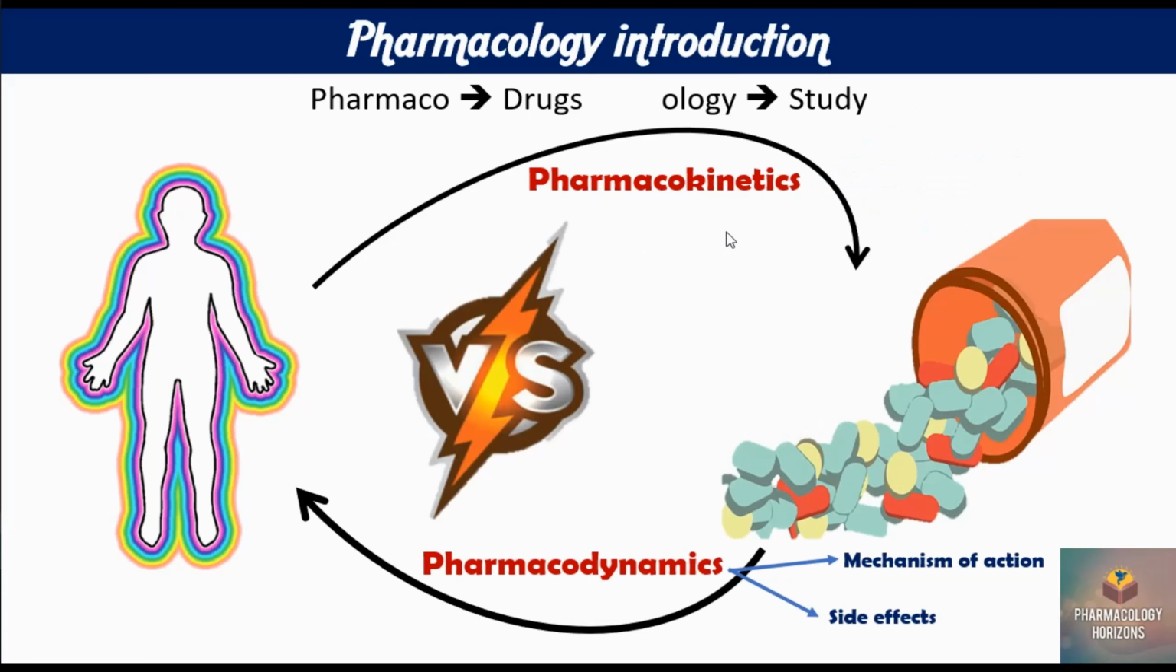So, the two big branches of pharmacology, as we see in here, are pharmacokinetics, which is the study of the effect of the body on the drug through these four processes, and the other big branch, pharmacodynamics, in which we will study the mechanism of action and side effects.